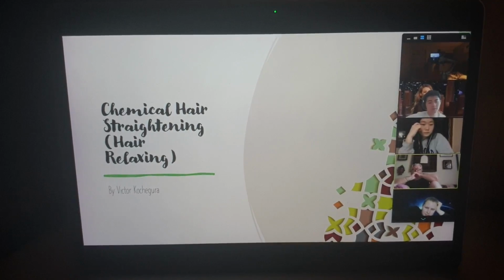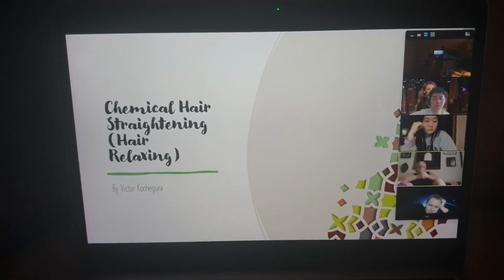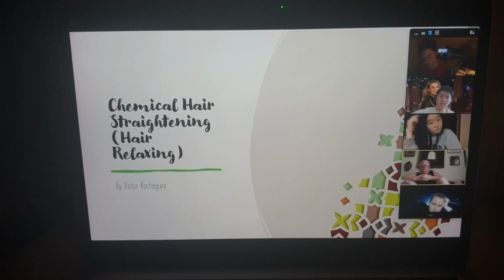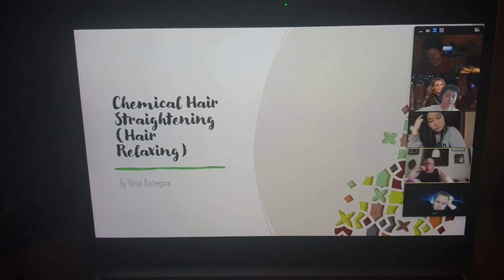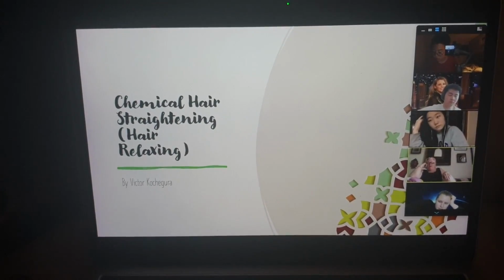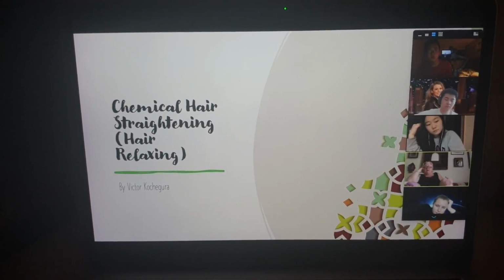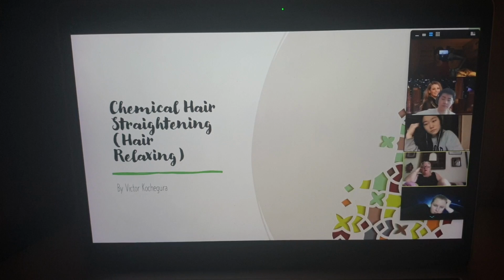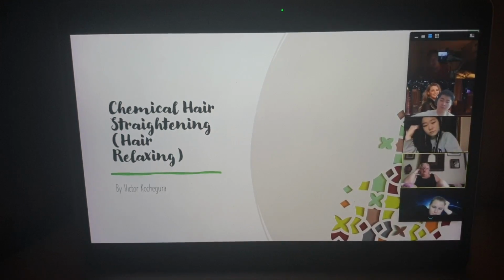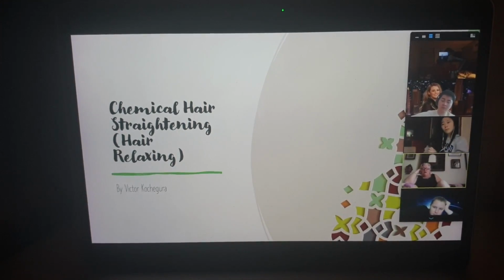Initially I was doing a video about shampoos that straighten your hair, but after some research, it appeared that shampoos can't straighten your hair. What they're doing is just putting a protective layer over your shaft, and then you use a hair straightener comb to do everything.